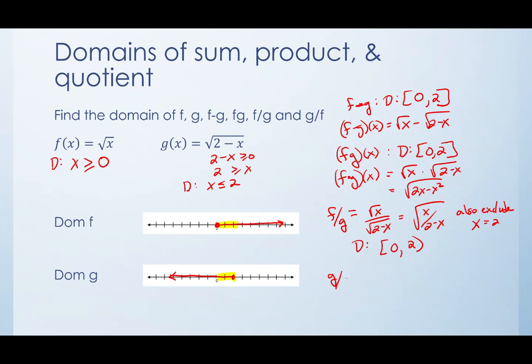And if I do g over f, that's going to be the opposite function, right? We're going to have square root of 2 minus x over square root of x, and we can clean that up just a hair. And so we need to exclude x equals 0 from our original domain. So we'll have parentheses for our domain, 0, 2, and 2 is still okay in this case. All right, I've got one more example, but we're going to pause on this one.